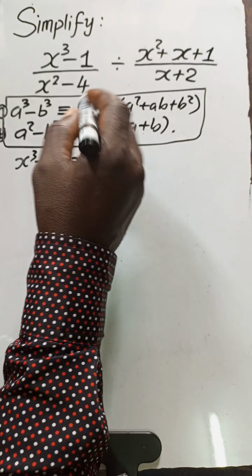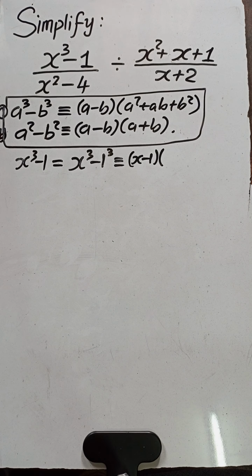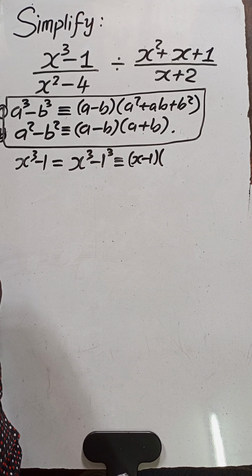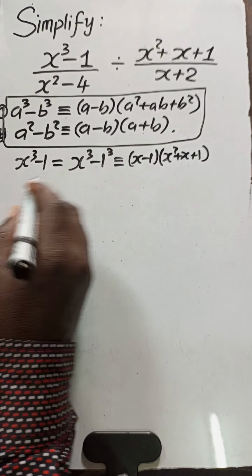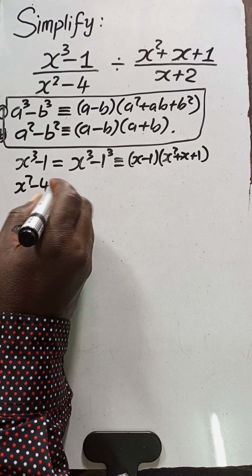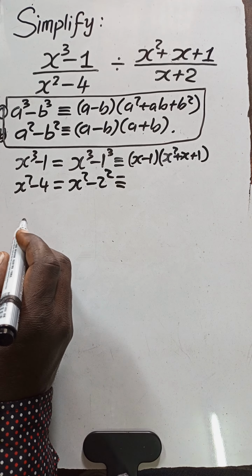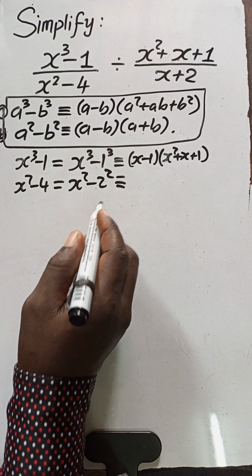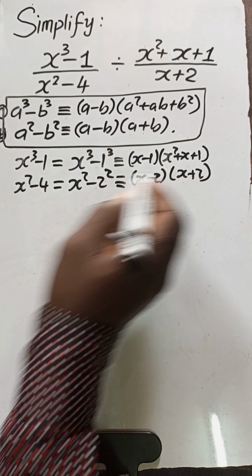All right, so now, following this identity of difference of cubes, it will be x minus 1 into x squared plus x plus 1. Now, x squared minus 4 is the same as x squared minus 2 squared. So we find a difference of two squares. Now let's write it using the difference of two squares identity. It will be x minus 2 into x plus 2.